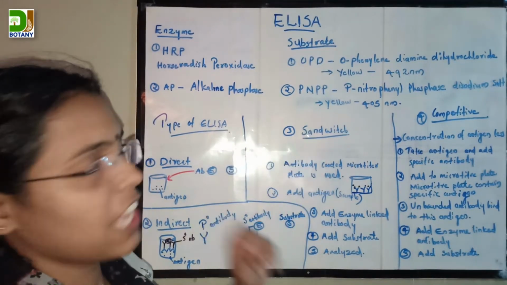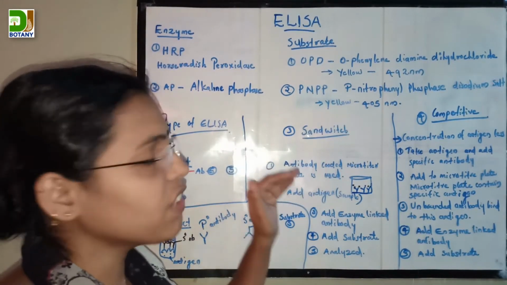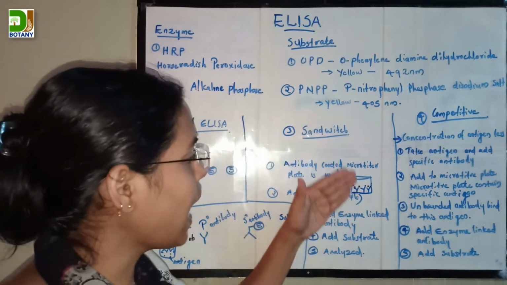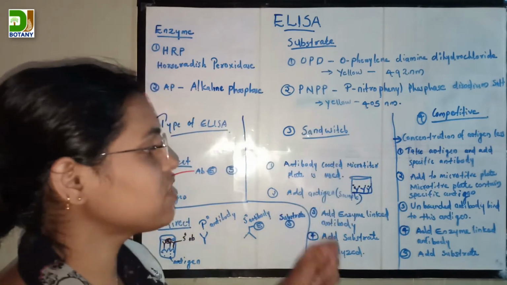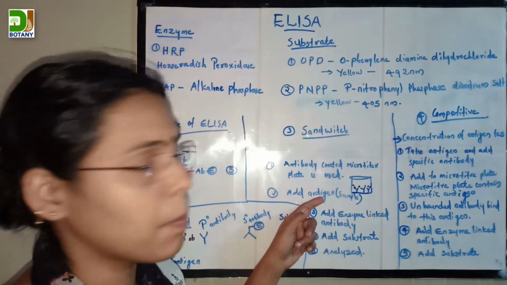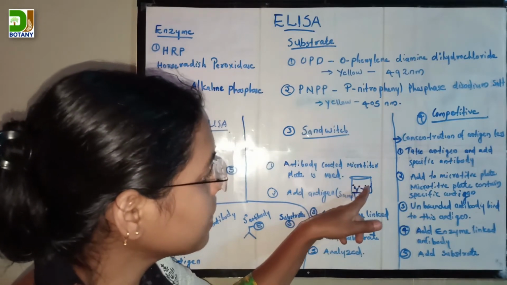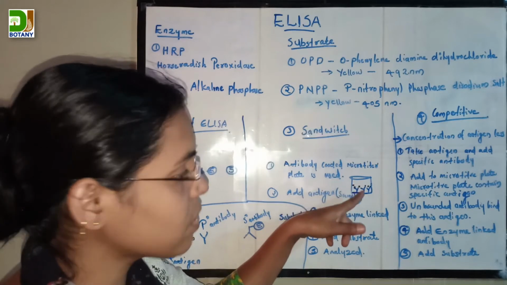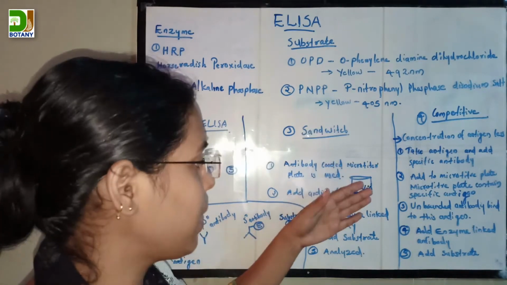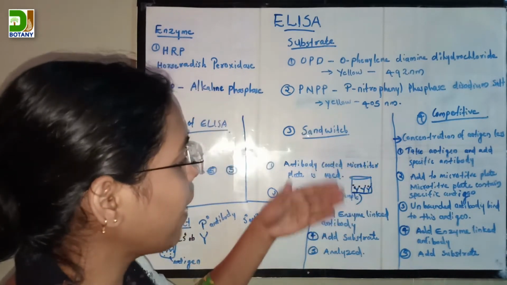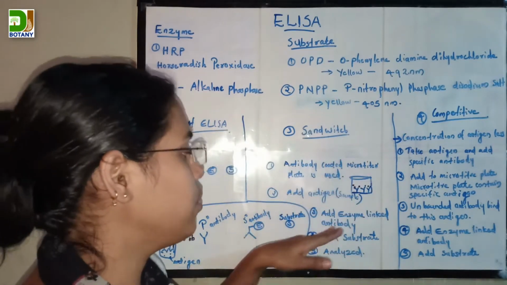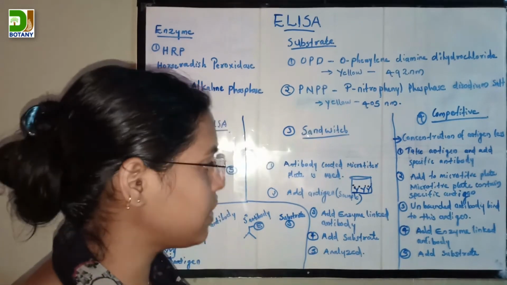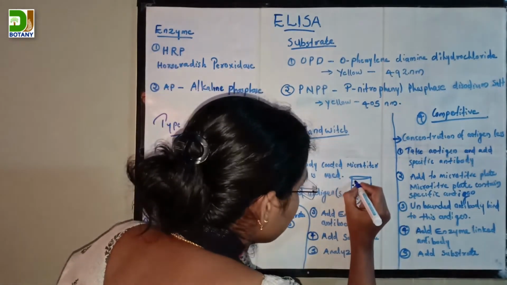Now the next type is the sandwich type. In the sandwich type we use an antibody-coated microtiter plate. To this antibody-coated microtiter plate we add the antigen-containing sample. The dark spot represents the antigen present in the sample. So the antibody-antigen interaction occurs to form an antigen-antibody complex. To this complex we add an enzyme-linked antibody. This enzyme-linked antibody always reacts with these antigens.